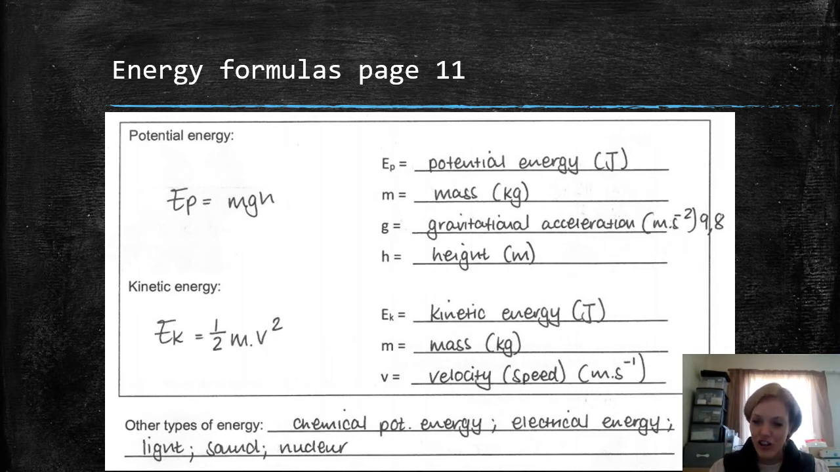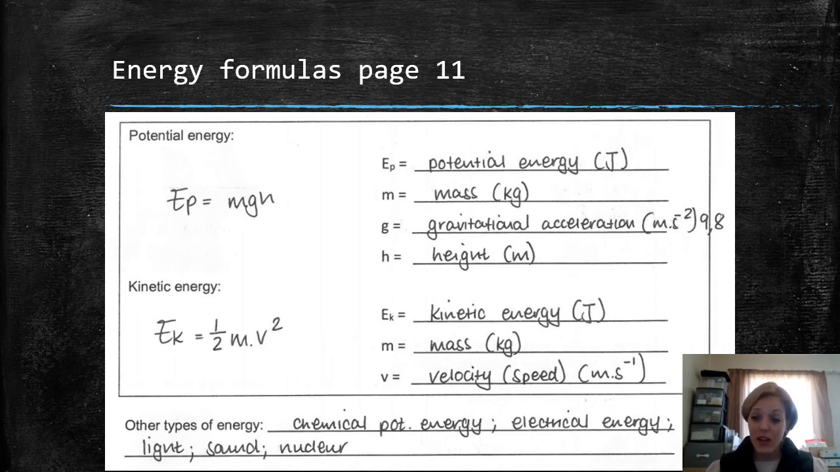So kinetic energy is in joules, mass is in kilograms, velocity is v, or speed, and it is in meters per second. And we have to square it. You have to square it, otherwise you're not going to get the full answer.